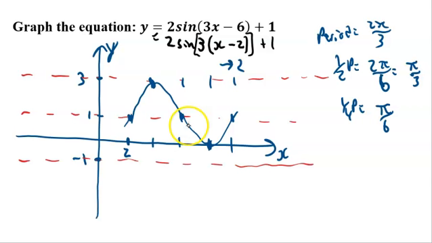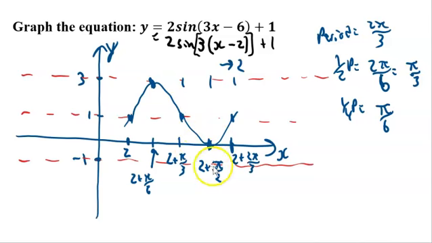And here, these numbers aren't the best, but this is 2 plus pi over 6. This would be 2 plus pi over 3, and then 1, 2, 3. So this would be 2 plus pi over 6 times 3. So 3 times pi over 6, what's that, pi over 2? And then this last one would be 2 plus 2 pi over 3 here.